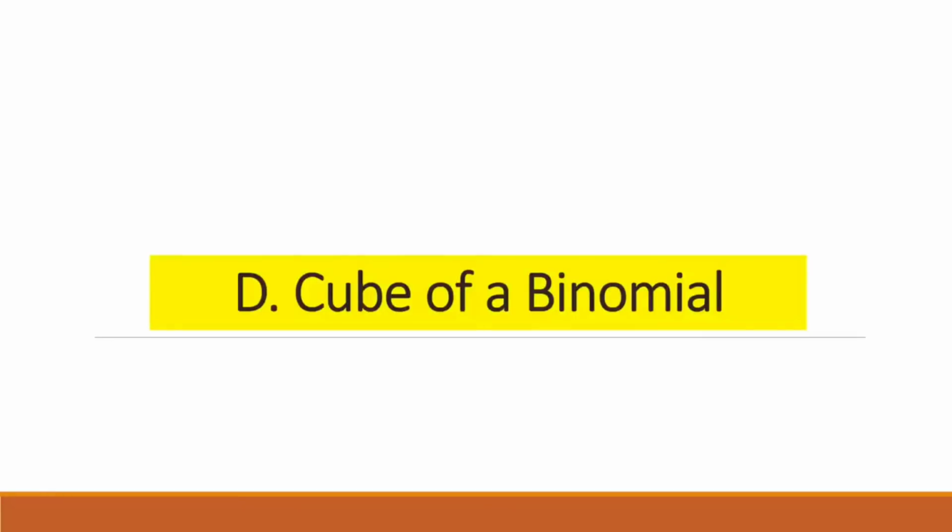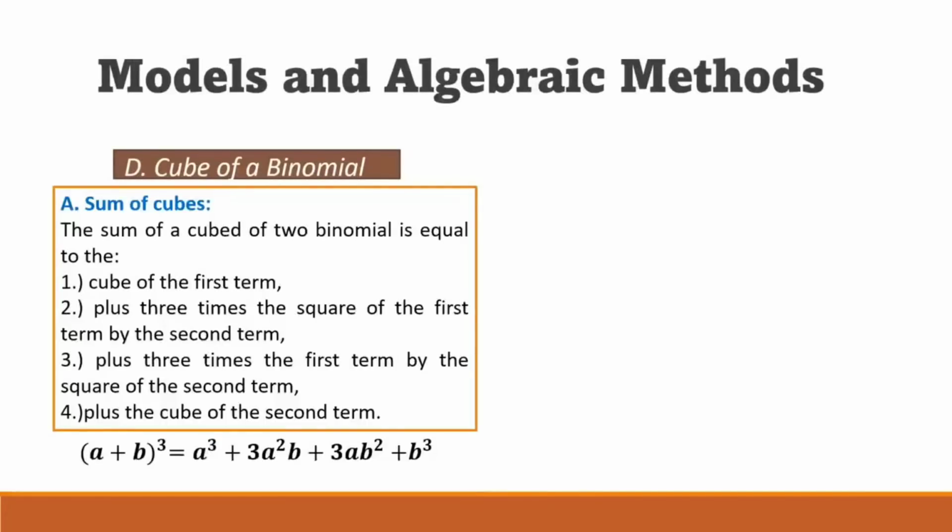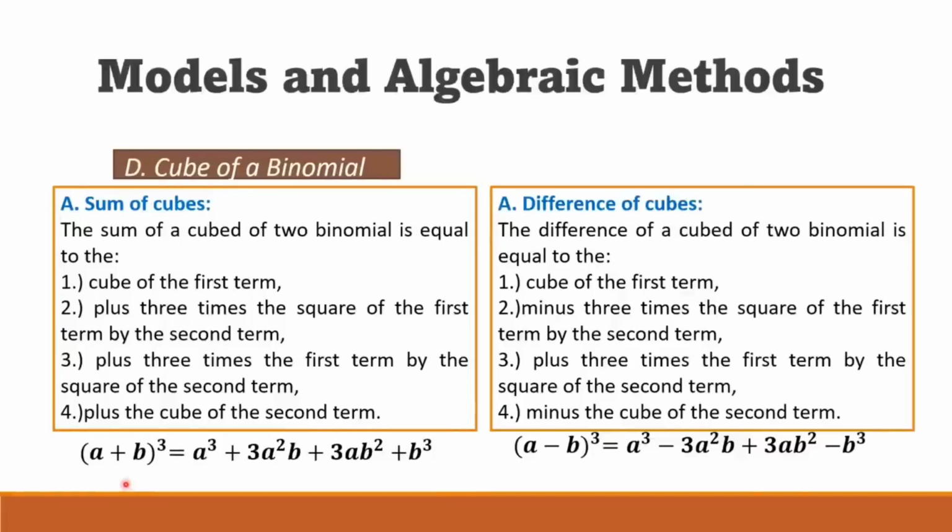We move on to the last one, which is the cube of a binomial. This time, we use this model. So if we have a binomial that is cubed, let's say for example (a plus b) cubed, we are going to use this model. The same goes for two binomials with the difference of cubes.